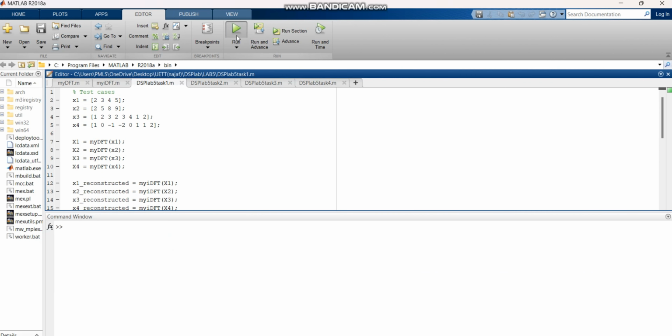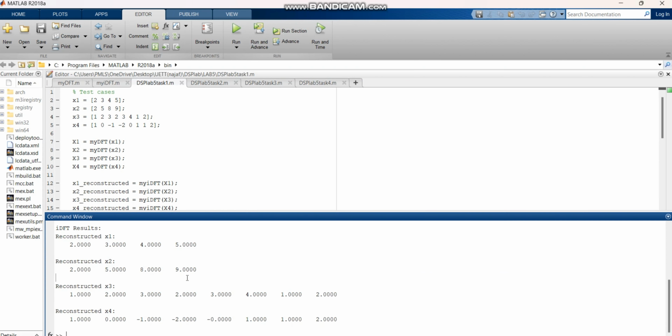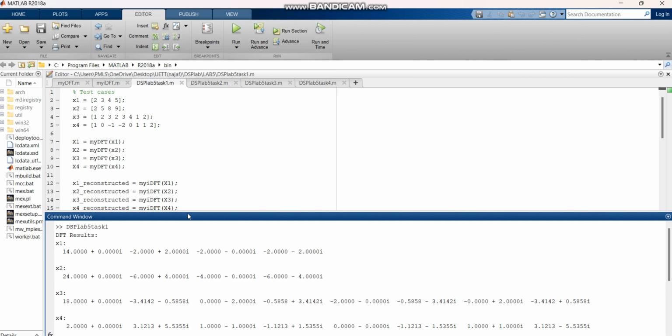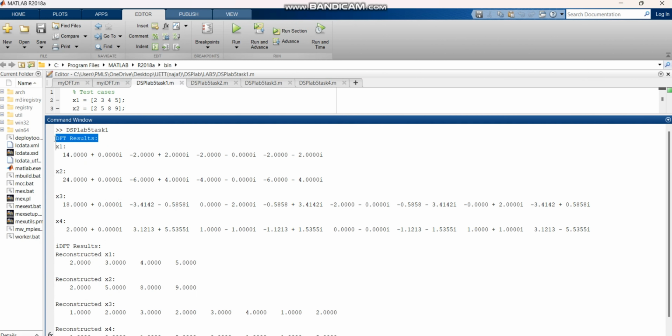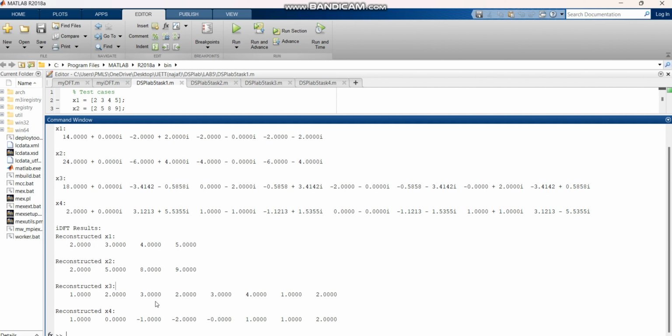Now, when we run this code, first we observe the discrete Fourier transform results for each signal x1, x2, x3, and x4. Each has its real and imaginary parts. For inverse discrete Fourier transform results, we see the reconstructed signals x1, x2, x3, and x4, and they have only the real parts.